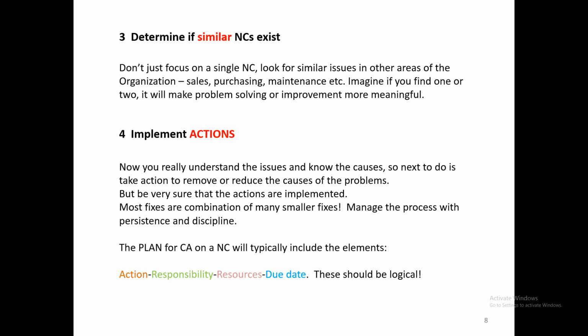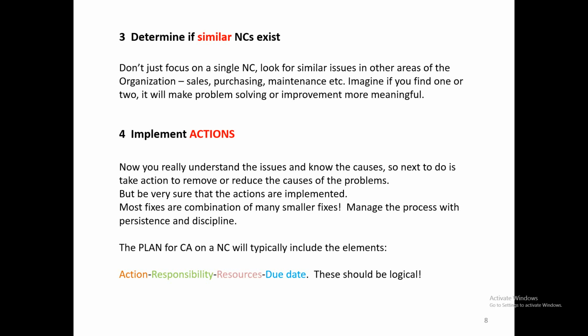3, determine if similar NCs or non-conformity exists. Any other department, maybe any other spot within the organization. It's not just a single NC, there could be similar issues within the organization. Sales maybe having the same problem with the production, purchasing having the same problem, etc. Imagine if you find 1 or 2, it will make the problem solving or improvement more meaningful, because it covers more departments, not just your small department.